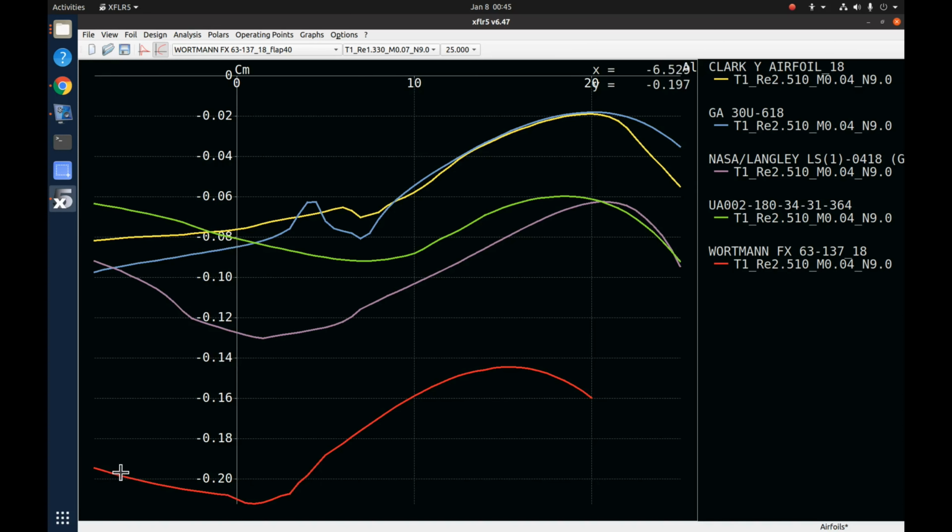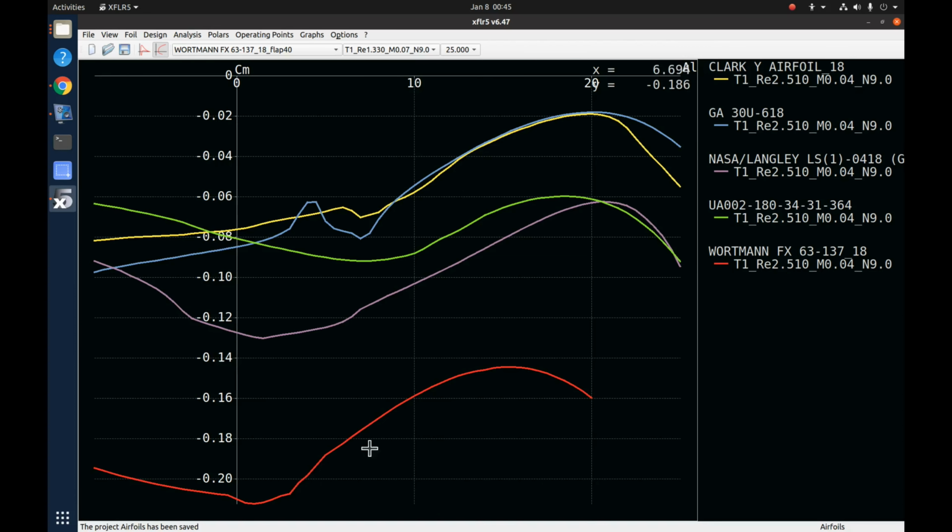Even over here, what is it, -3, which is right there, so that's where we'd be cruising. That is a massive coefficient of moment. We've got to have a really big tail, almost 3 times what we need for these 3 airfoils down here. So in order to make a light ultralight, I would not use the Workman strictly because of this massive coefficient of moment.